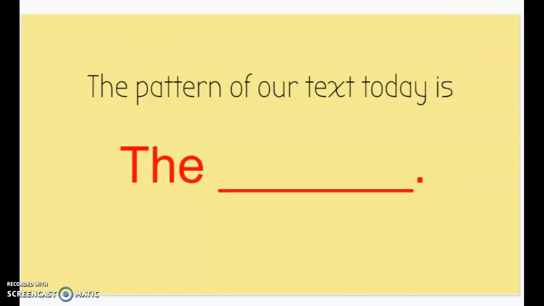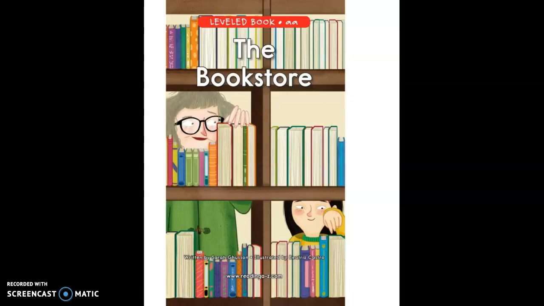And scholars, I want you to repeat after me. First me, then you. The pattern of our text today is the blank. The book we're going to be reading today. The title of this book is The Bookstore. This is our title.